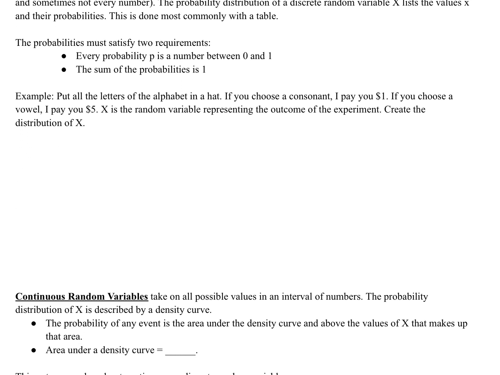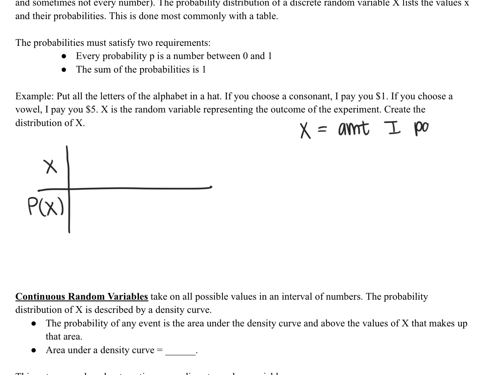So let's take a look at an example. You put all the letters of the alphabet in a hat, so A through Z. If you choose a consonant, I pay you $1, and if you choose a vowel, I pay you $5. X is a random variable representing the outcome of the experiment, so we want to create a distribution for X. So when I create my table, I'm going to have X and probability of X. So my outcomes here, so what does X mean? X is the amount I pay you.